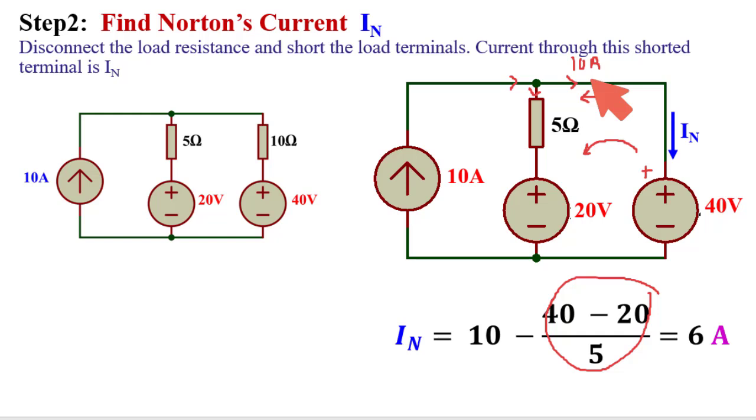So what is the value of this current? 40 minus 20, that is 20, divided by 5, this is 4 ampere. So this 4 ampere flows from right to left and 10 ampere is flowing from left to right. So ultimately the net flow, that is IN in this direction, is 10 minus 4. So ultimately this is 6 ampere. So IN is 6 ampere.